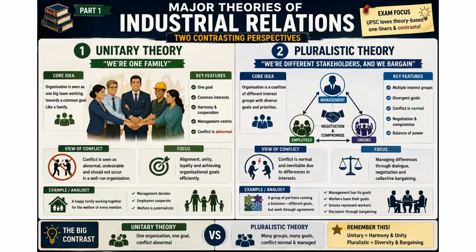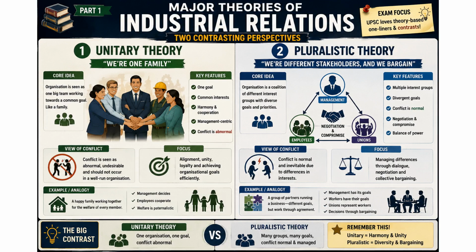First, the Unitary theory. This theory sees the organization as one big team, working toward one shared goal, almost like a family. Under this view, conflict is seen as abnormal, something that shouldn't really happen if everyone's aligned. It's a very management-centric way of looking at things.